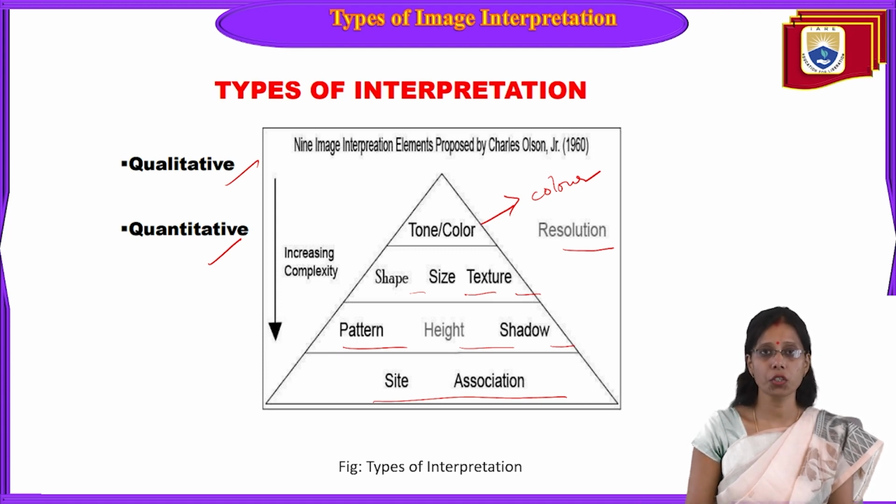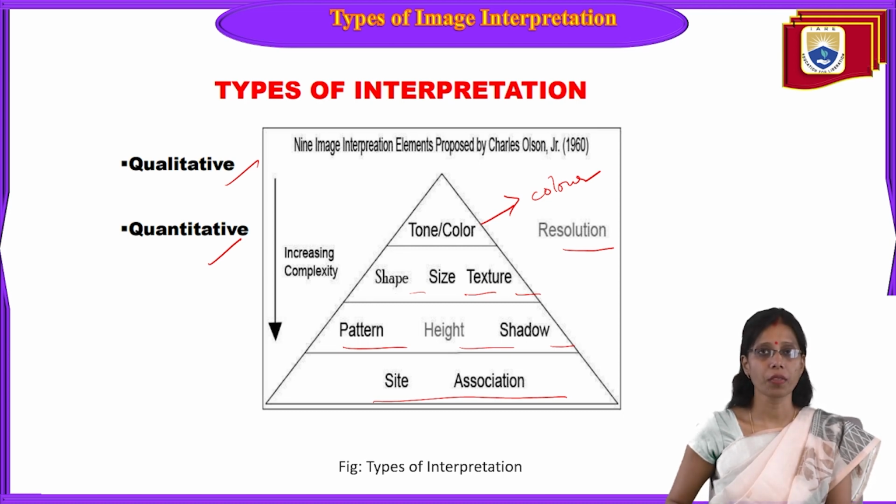Whether it is a visual image or a digital image: if it is a hard copy of the image, we can just take a printout and find out the objects on it. And if it is a digital image, we can find out the features based on the digital pixels, right?